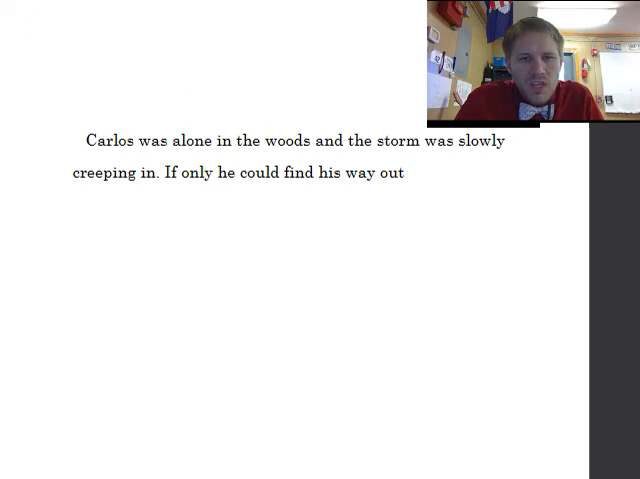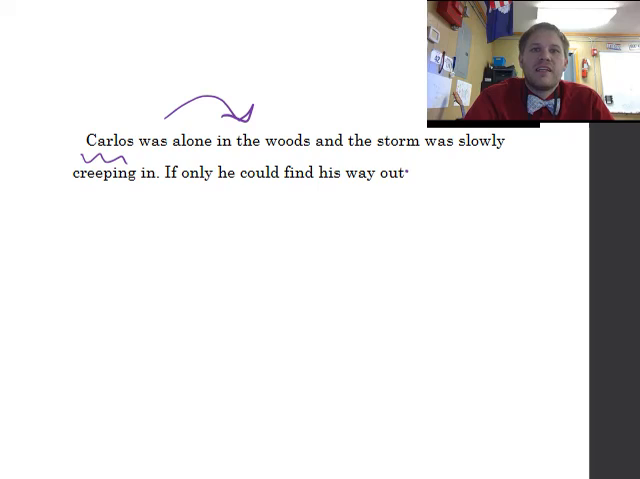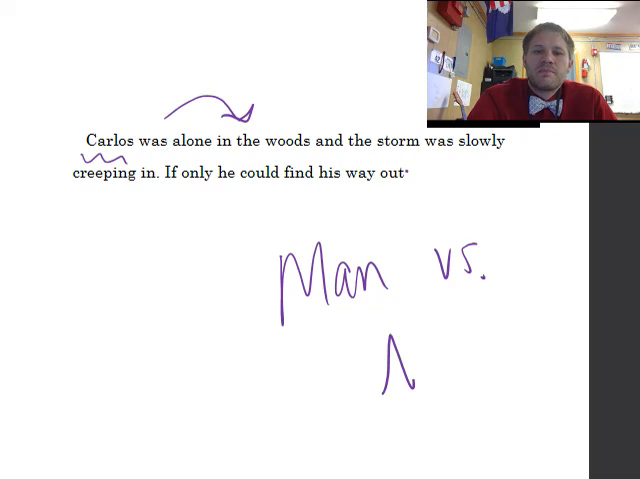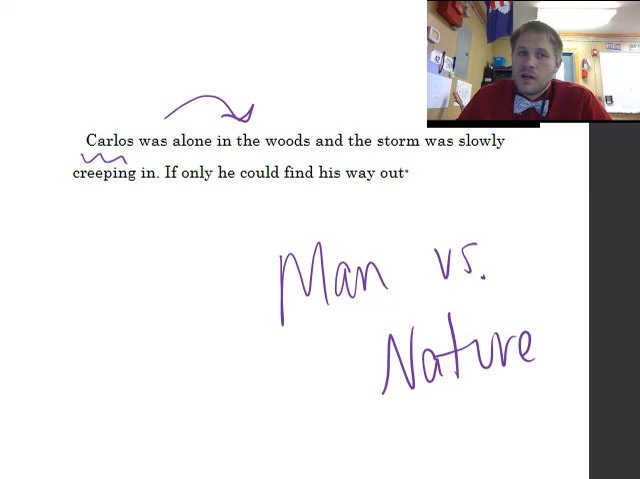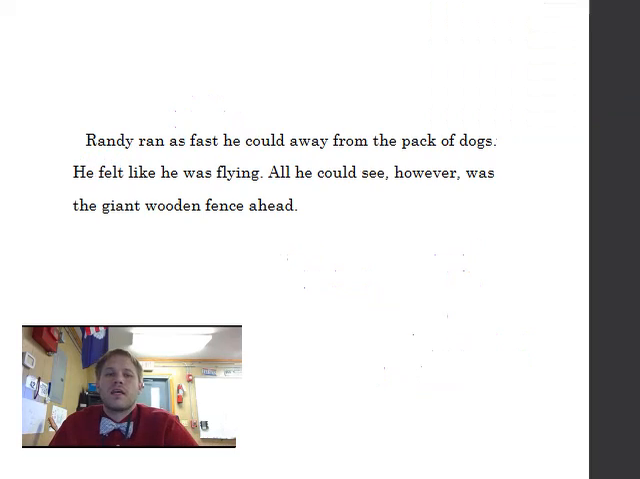Here we go. Carlos was alone in the woods and the storm was slowly creeping in. If only he could find his way out. So we have our main character, Carlos. He's alone in the woods and he's trying to find his way out. We would consider this man versus nature. His problem isn't with another character. His problem isn't with a group of characters. His problem is with nature. So, man versus nature.